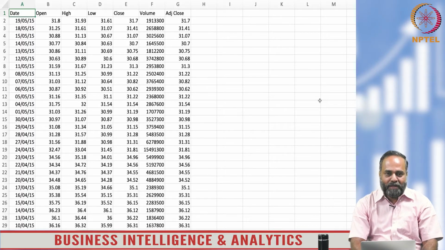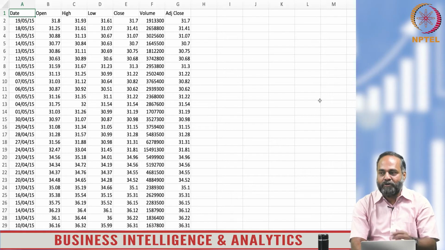Infosys is perhaps the first Indian IT company to get listed in NASDAQ, and that was a historic moment. You can see the Infosys price series starting from 1999 to the point in time when I downloaded this data, that was 2015. So you have about 16 years of daily price series.